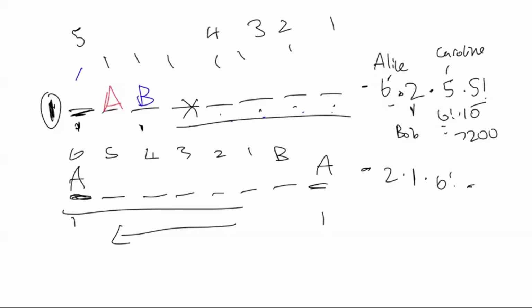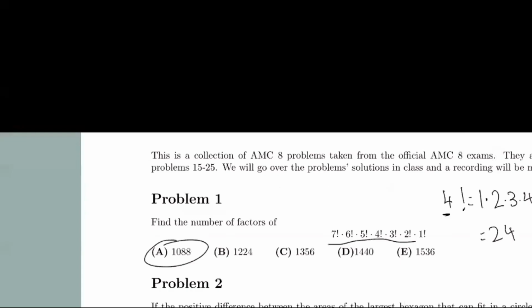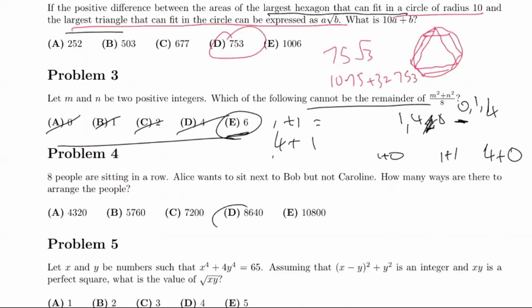So this is 6 factorial times 2. That's 720 times 2. Yeah, no, sorry. That is 1440. So 7,200 plus 1440. That's going to be 8640. And our final answer is 8640.